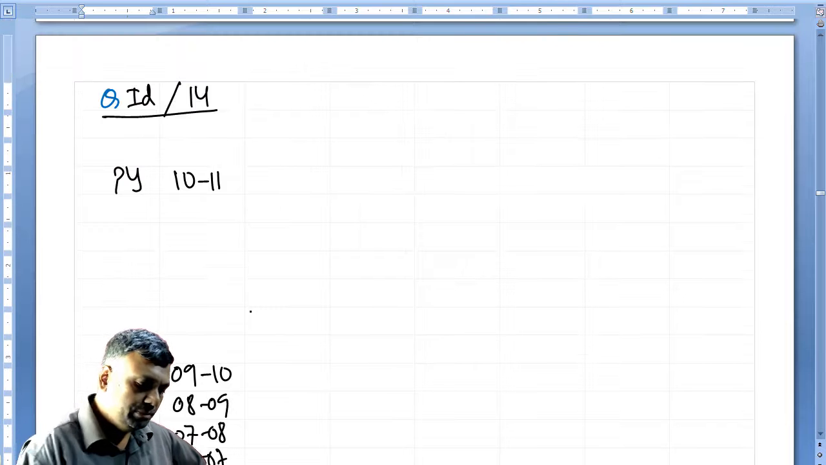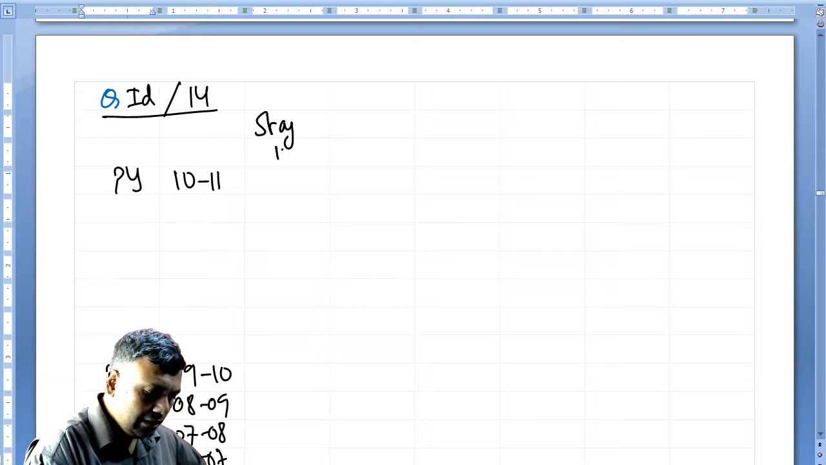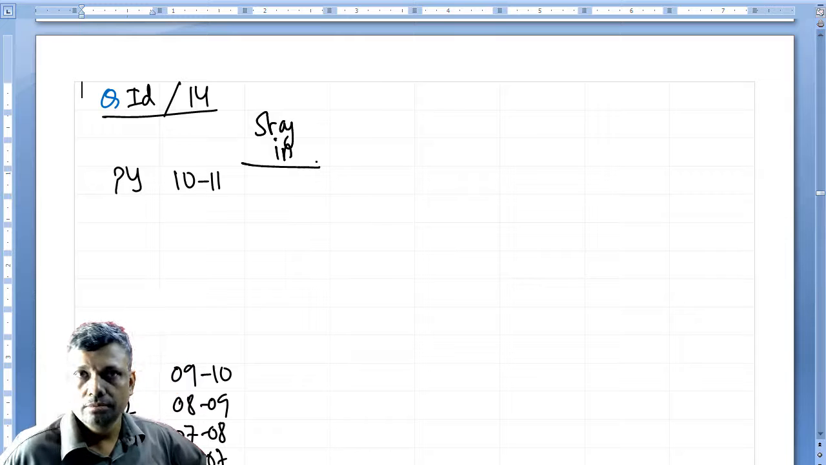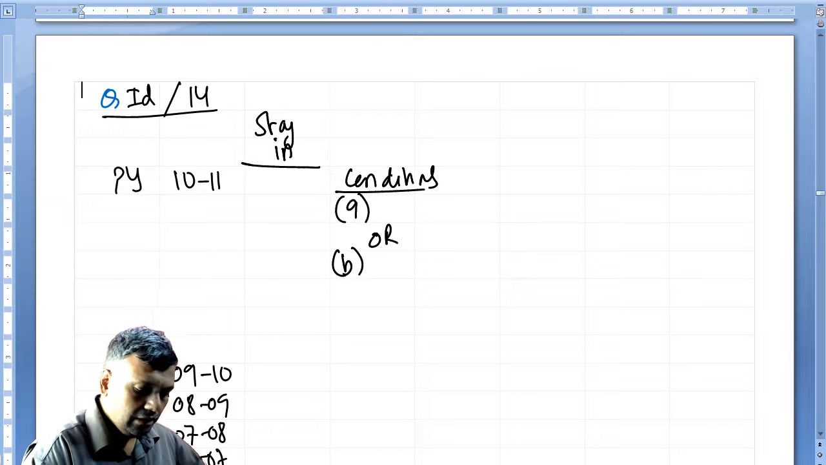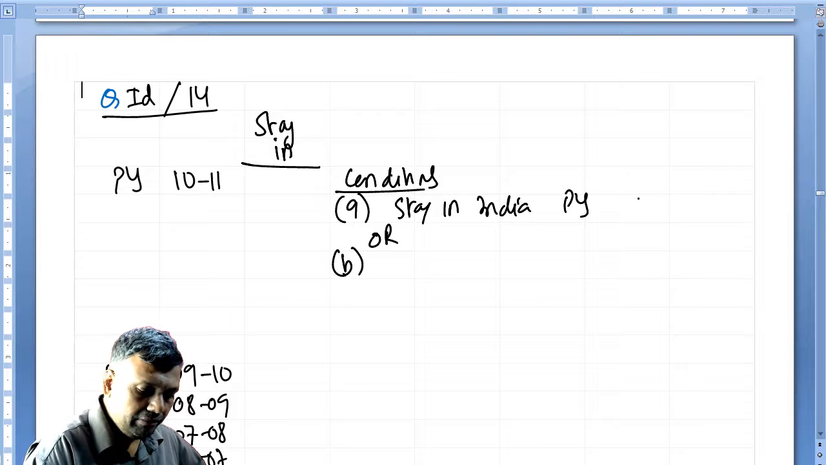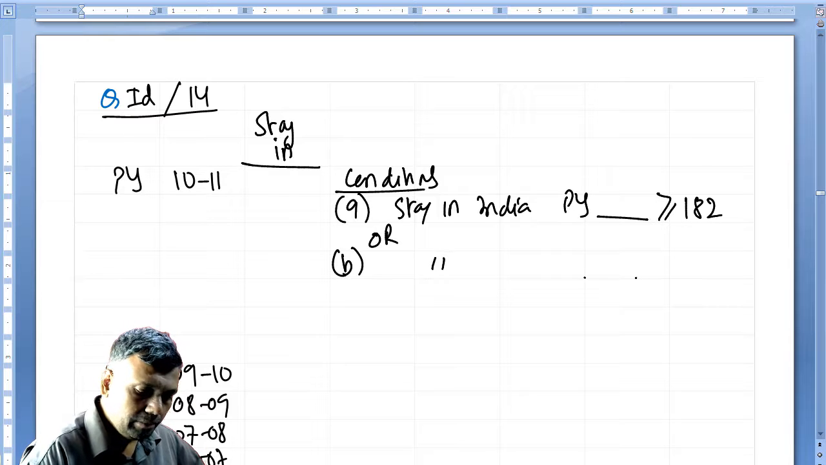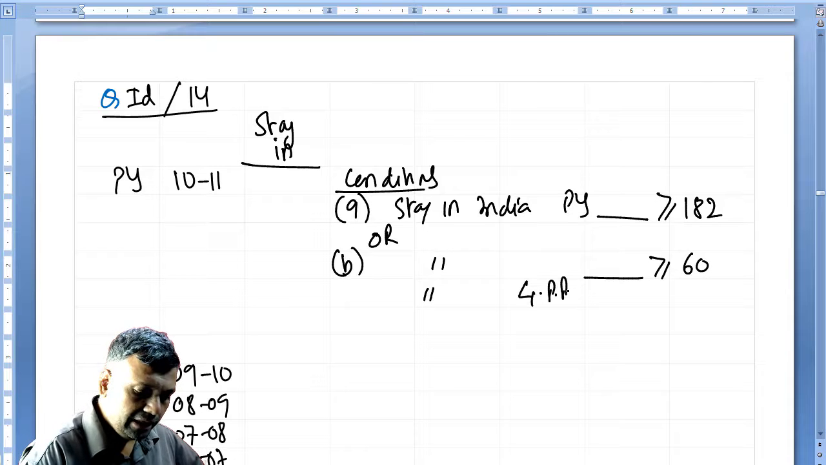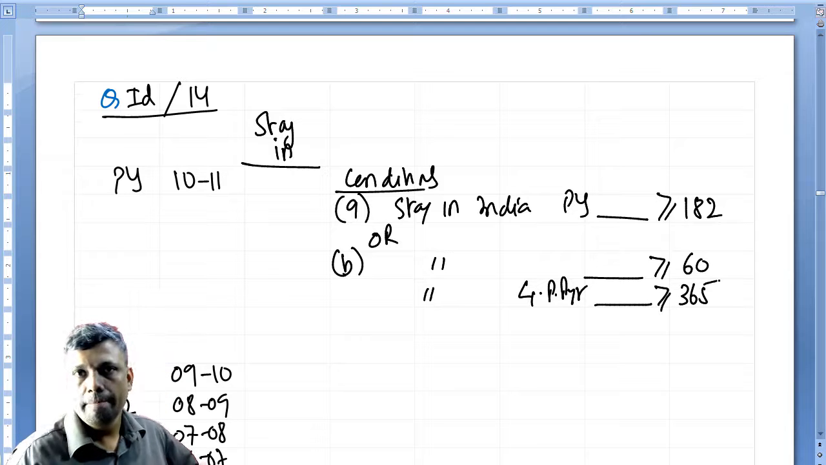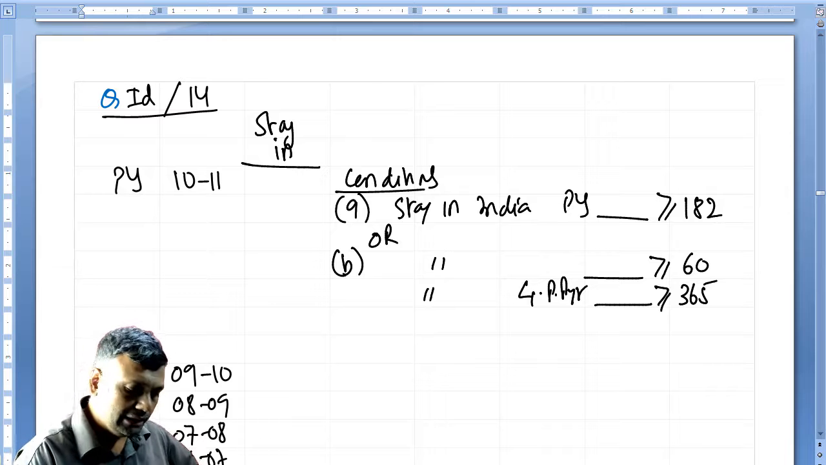Okay. So for this previous year, what you require is a stay in India. That is required by you. Then you have to test the conditions. Conditions A or B. Condition A, stay in India during the previous year should be greater than or equal to 182 days, or stay in India during the previous year should be greater than or equal to 60 days. Stay in India during 4 years preceding the previous year should be greater than or equal to 365 days. This is how you have to develop. All these conditions you have to test, and this is AND.